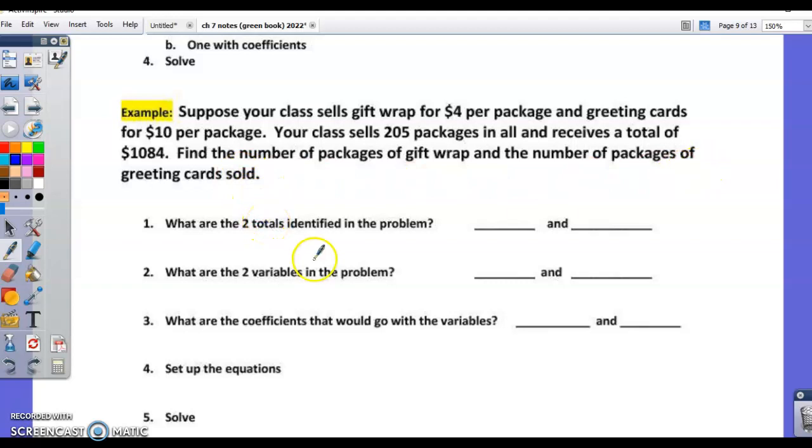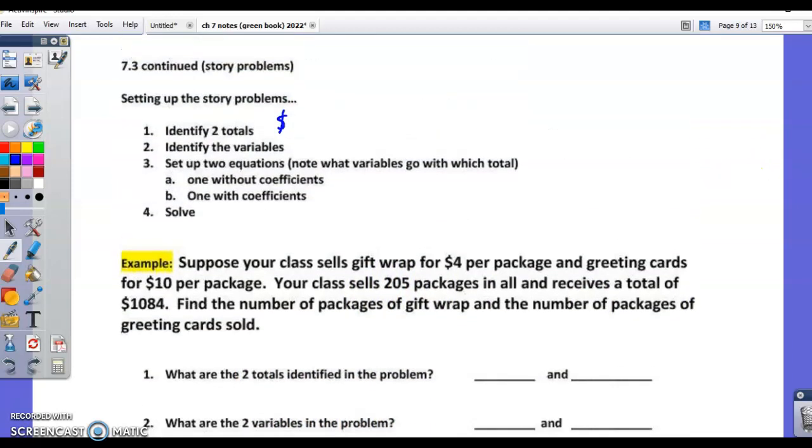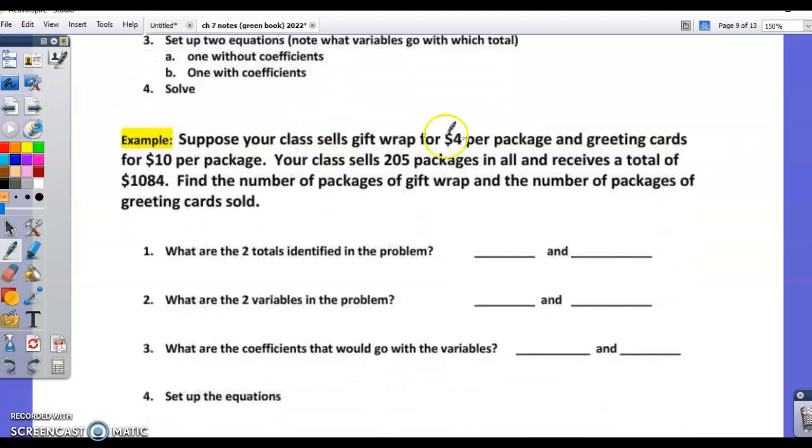You might want to read these a couple times just so you understand them a little bit, because they can be kind of wordy. But the first thing we're going to identify are what are our two totals identified in the problem. So again, kind of like what I said earlier, one is usually going to be a money total and one is going to be the total amount of items. So in this case, we have 205 packages sold for a total of $1,084. So our two totals are 205 and 1,084.